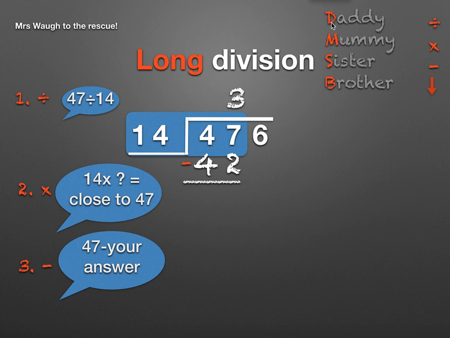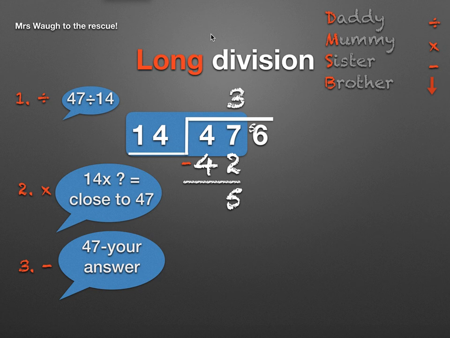The next part in the sum, because we've done the dividing, we've done the multiplying, now we need to do subtraction, okay, this bit here. So we are subtracting 47 take away 42. This is the third part here, 47 take away our 42. So you get 5 as your answer there.